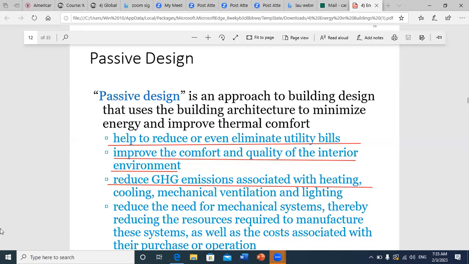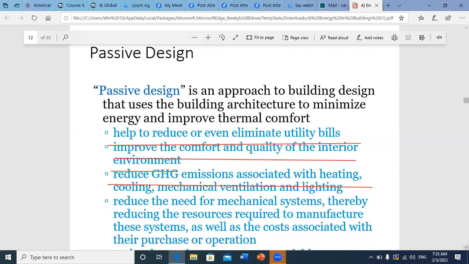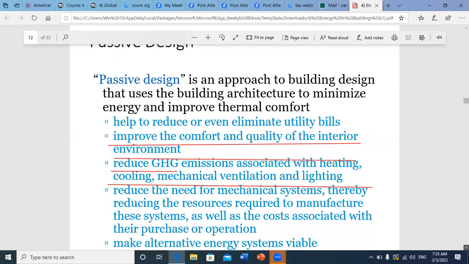So a passive design will try to reduce the need for mechanical systems, therefore reducing the resources required to manufacture these systems, as well as the costs associated with their purchase or operation. So as you can see, economics are involved everywhere whenever we do a design, because what will make us select our choices is mainly the economical aspect, of course, in addition to social and environmental.